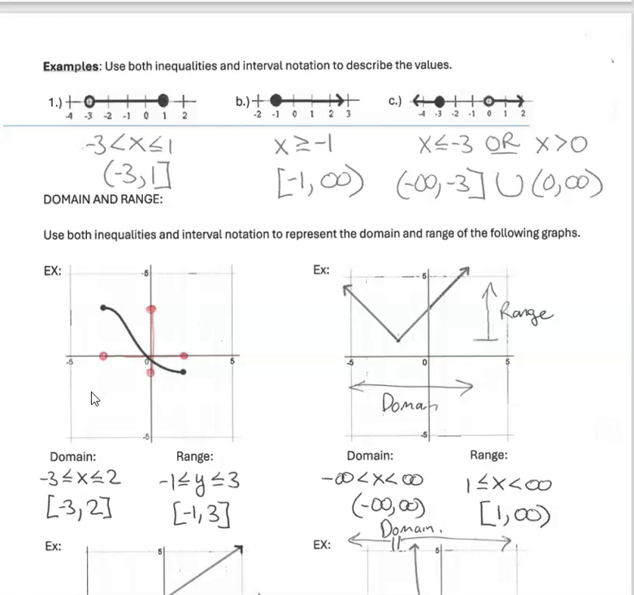It can't include. It's not like a border and it's also a solution. So that is why whenever you're dealing with infinity, you are going to use parentheses, not brackets.